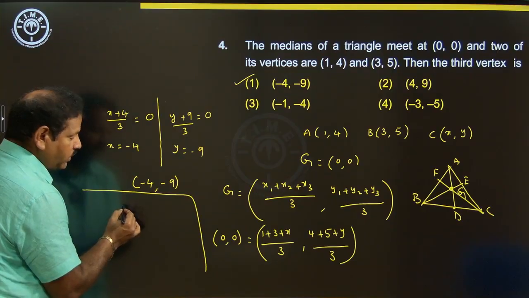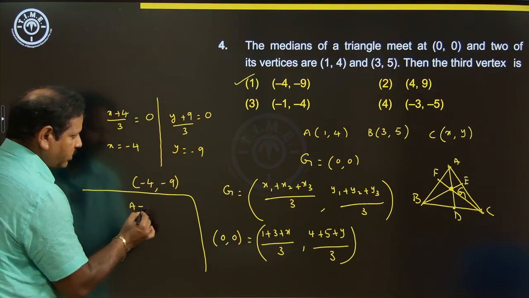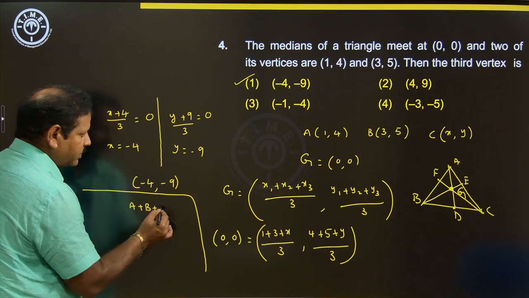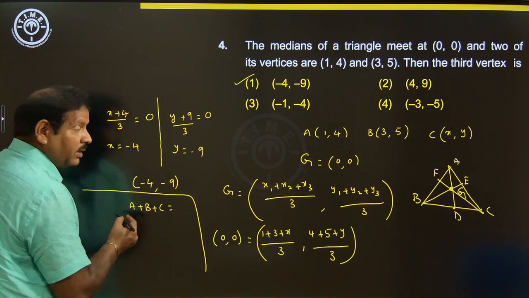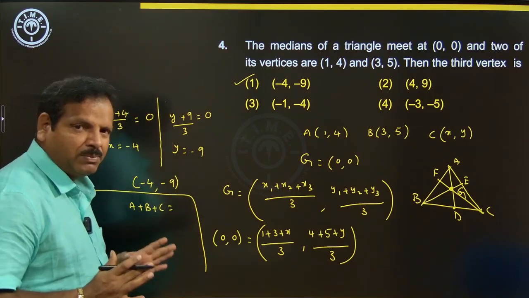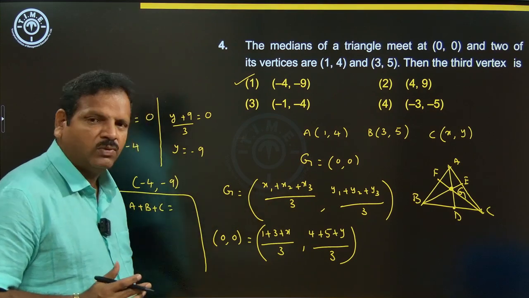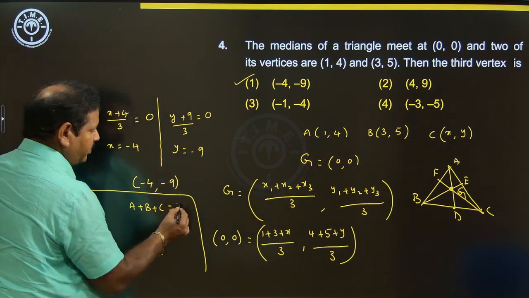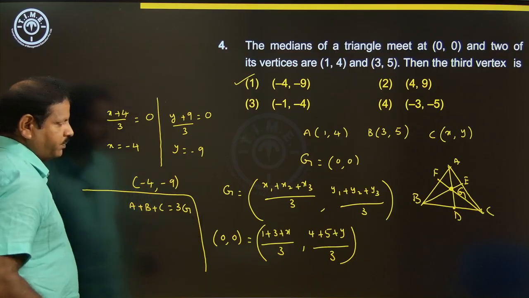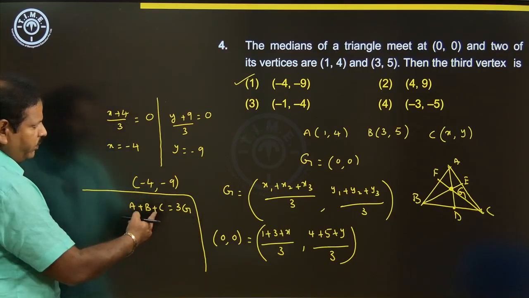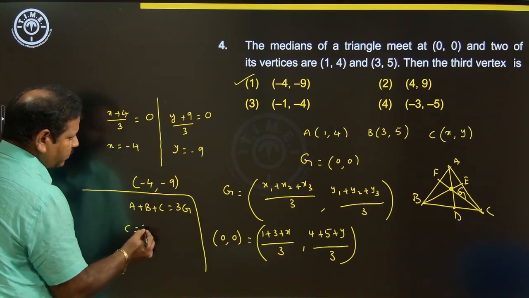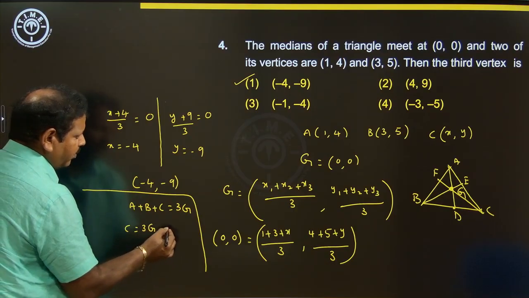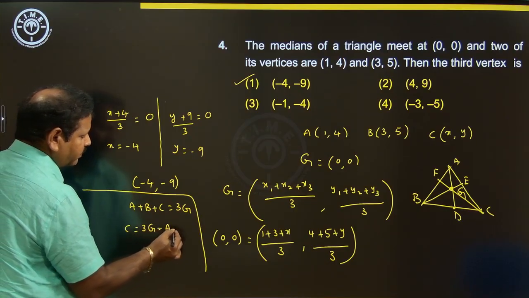Centroid G is equal to A plus B plus C by 3. What is A plus B plus C? We know, adding the x coordinates and y coordinates by 3. That means can I write like 3G? We need C. C is equal to 3G minus A minus B.